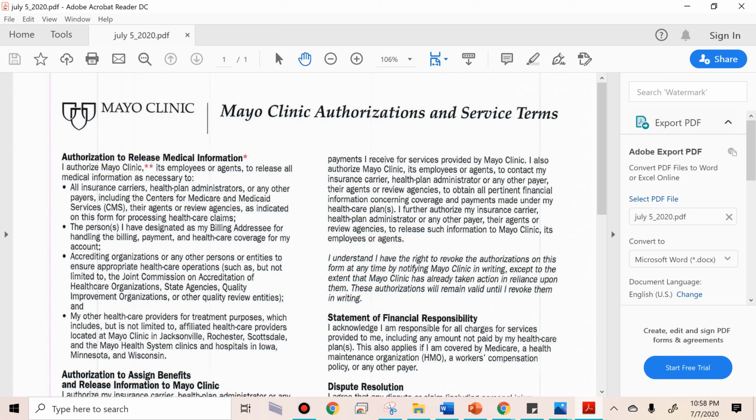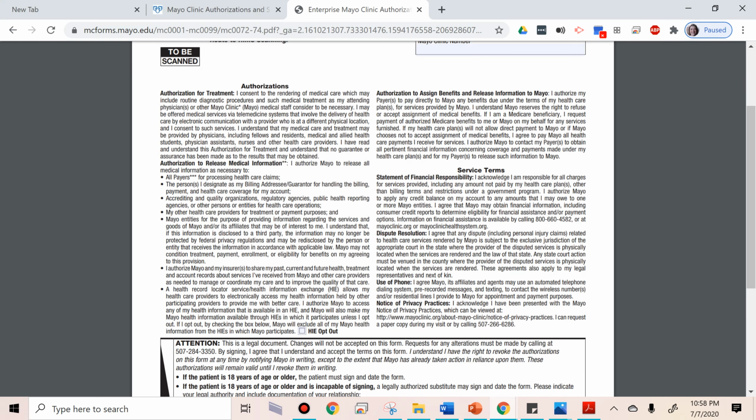So I'm glad that they've put up the form that actually tells you that your medical care is going to be provided by other people or can be provided by other people. Thank you for being more transparent, Mayo.